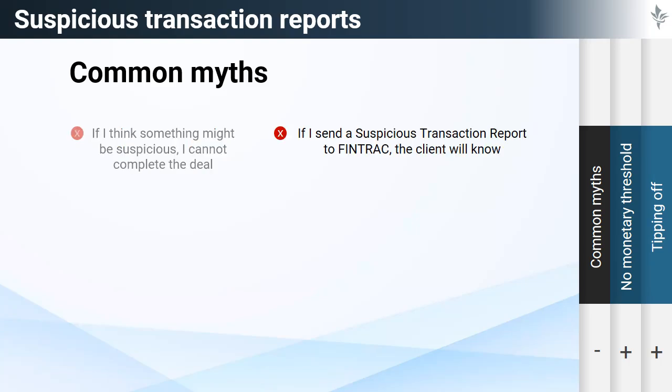Myth number 2. If I send a suspicious transaction report to FINTRAC, the client will know. This is false. FINTRAC will not inform the client. FINTRAC may disclose the information you provided as part of a disclosure to authorized recipients of FINTRAC disclosures, for example, a law enforcement agency. Also, in most cases, a disclosure to law enforcement does not just include the information provided by a single business. Most disclosures contain information from multiple businesses based on the different report types that they are required to submit to FINTRAC.